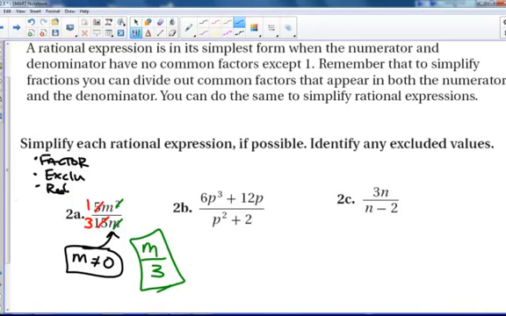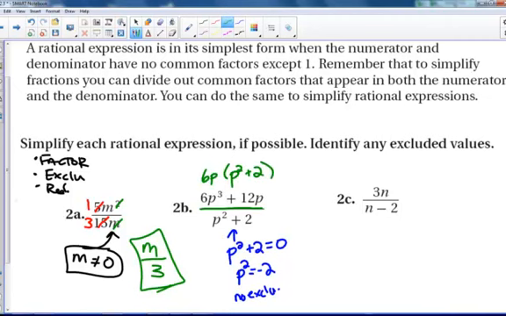All right, and the next one, the bottom, this does not factor. So I need to figure out when p squared plus 2 is equal to 0, because when it's equal to 0, it will not work. So this is when will p squared equal negative 2, and that will never happen because a squared number won't equal a negative. So there are no exclusions. Now we're going to factor, and if I look at the numerator here, my greatest common factor is 6p, and that leaves me with a p squared plus 2, and these cancel, so my simplified version is 6p.